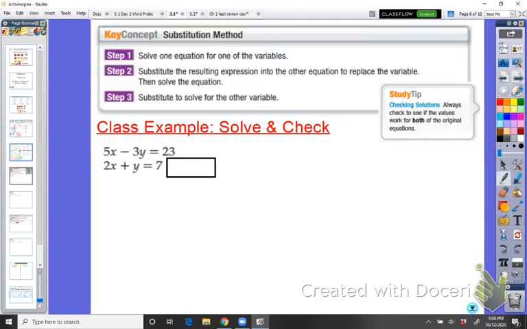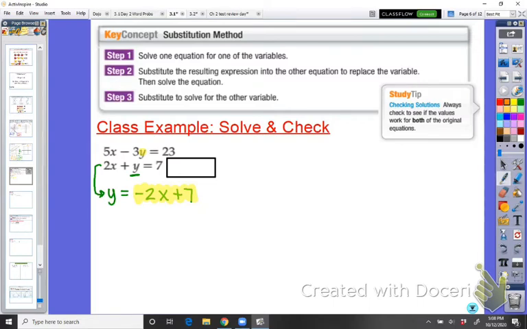If we look, 5x minus 3y equals 23, 2x plus y equals 7. None of the variables are, I say, home alone. But I can see that the second equation for y doesn't have a coefficient. So I could easily rewrite this for y by subtracting the 2x over. So if y called in sick, its substitute is negative 2x plus 7, and I'm going to put that in for the y in the top equation.